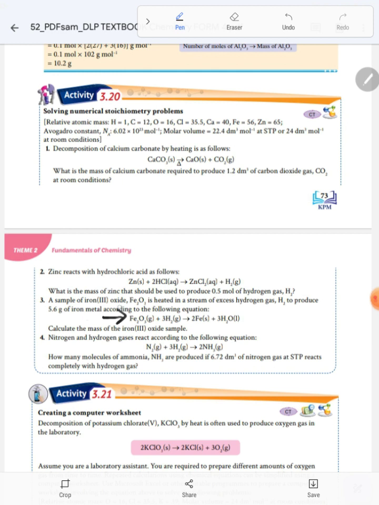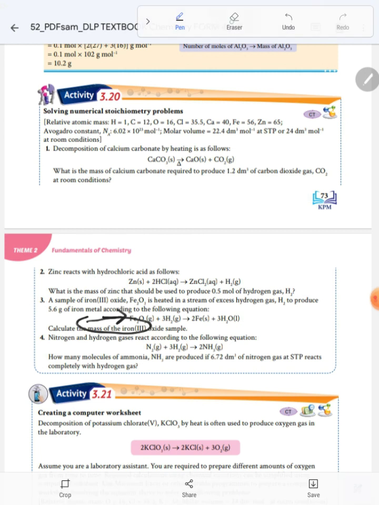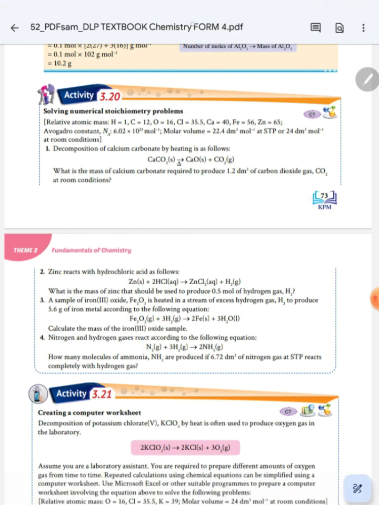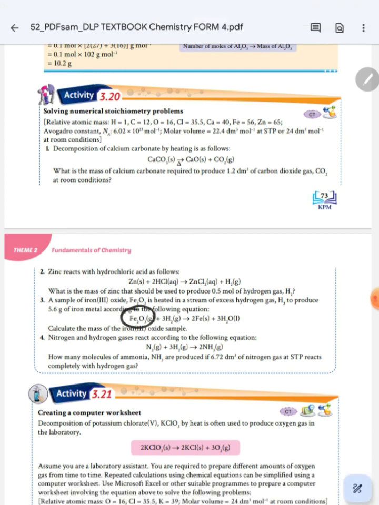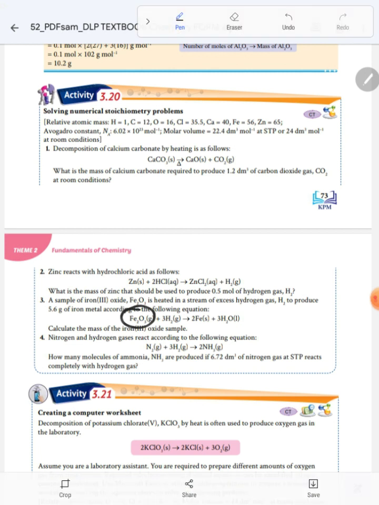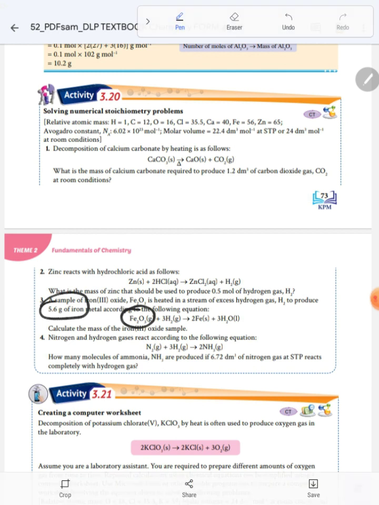Okay, question is: calculate the mass of iron 3 oxide. Which one is iron 3 oxide? Iron 3 oxide is this one. So, you need to find the mass of Fe2O3. And what is the given information? The given information is this one, mass of iron. Which one is iron? Iron is here.